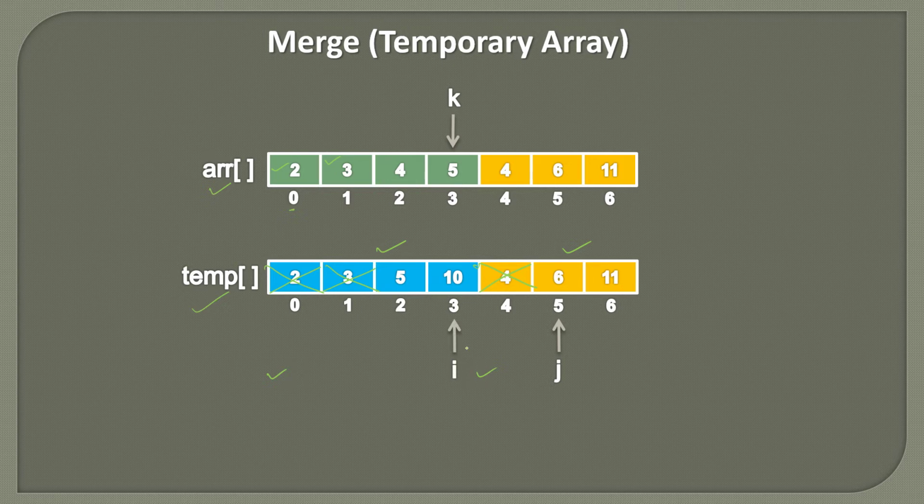We increment I. We increment K. 6 is smaller than 10, so 6 comes here. We increment J. Then 10 comes here. And here you can see, after filling 10, this element also gets filled. So now there are no more elements left in the left part. And here you can see that we have only 11 left.